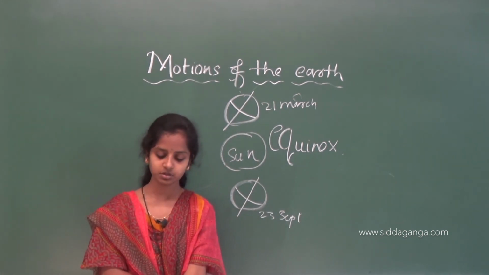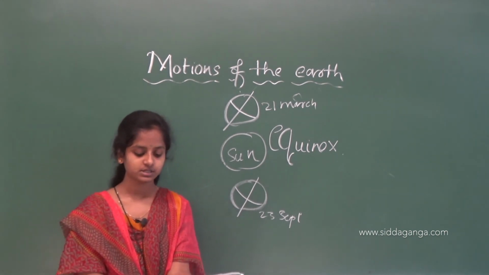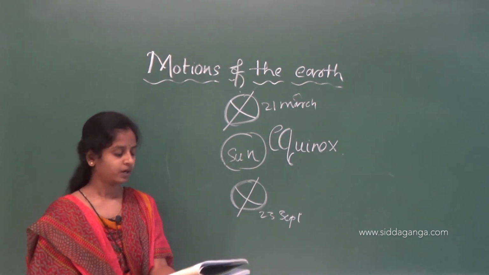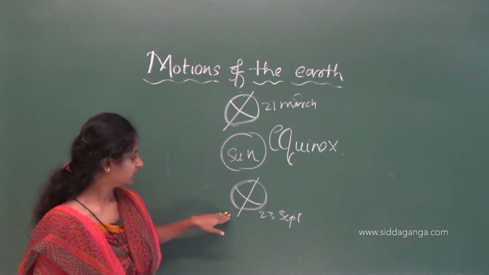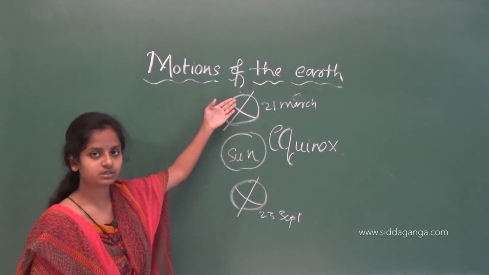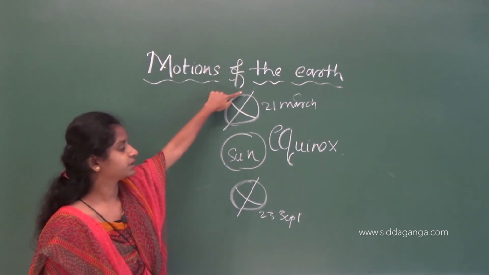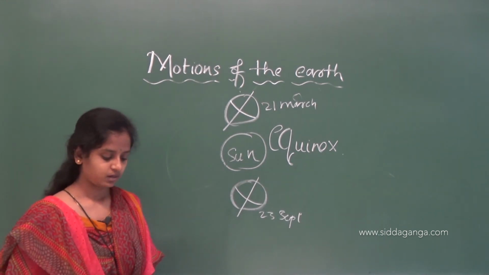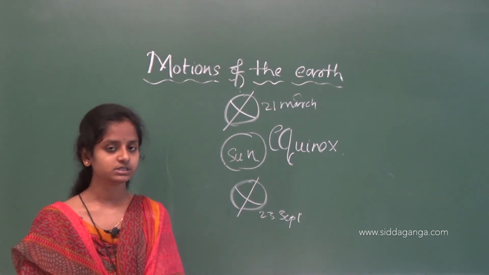On 23rd September, it is autumn season in the northern hemisphere and spring season in the southern hemisphere. The opposite is the case on 21st March. So on this 23rd September, in the northern hemisphere it will be autumn, and in the southern hemisphere it will be spring. Similarly, it is opposite here. Here the southern hemisphere will be autumn and the northern hemisphere will be spring season. So this is about that.